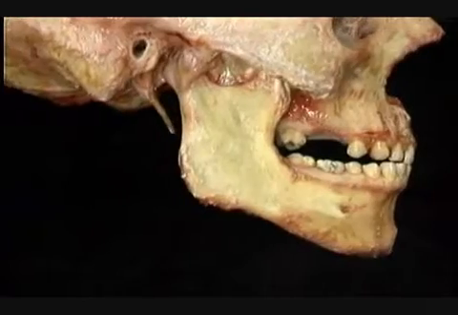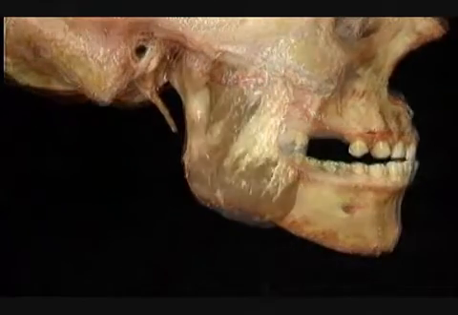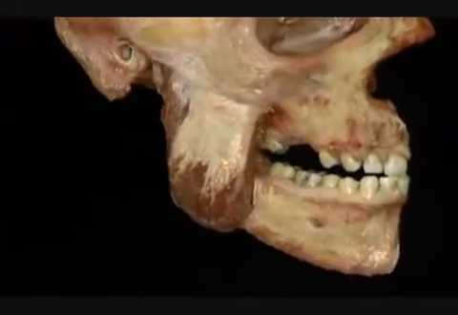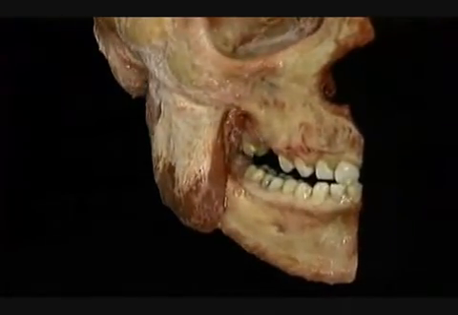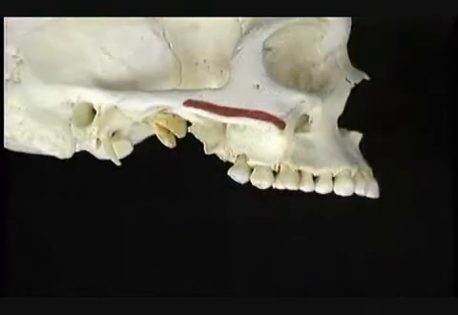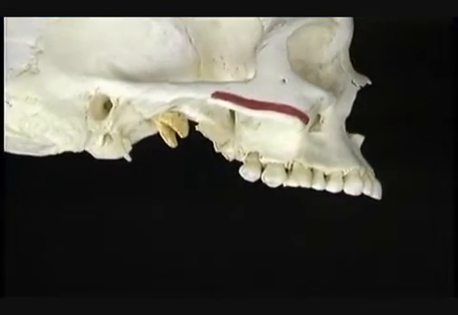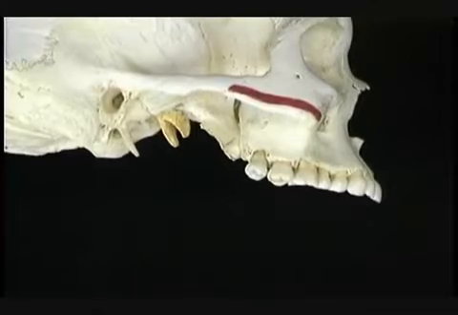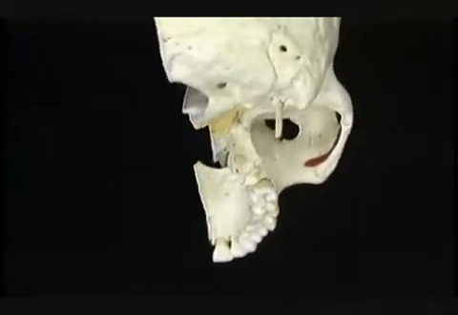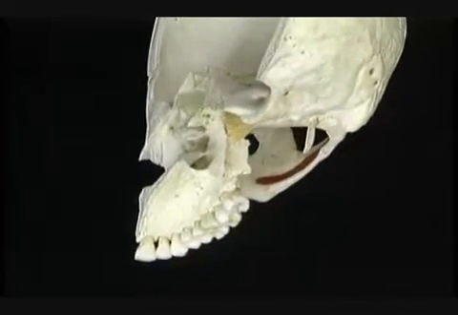Lastly, we'll add the masseter muscle to the picture. Here's the masseter. It's a thick, powerful muscle. The masseter arises from the anterior two-thirds of the lower border of the zygomatic arch on its outer aspect, and from the whole length of the arch on its inner aspect.